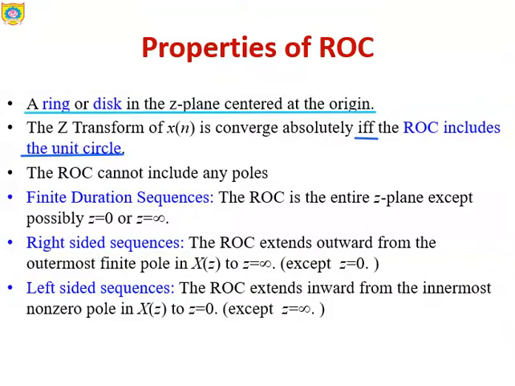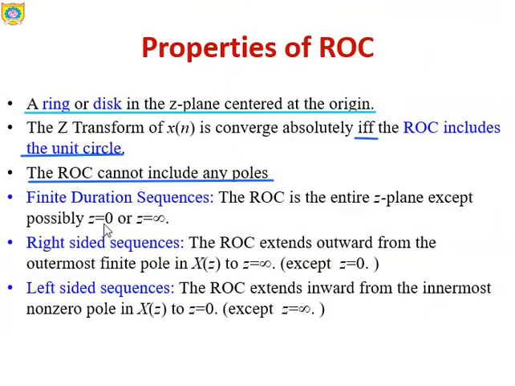convergence state. Next property for the ROC is that the ROC cannot include any poles. This is an important property when we discuss digital filters, then we are dealing with this kind of property.